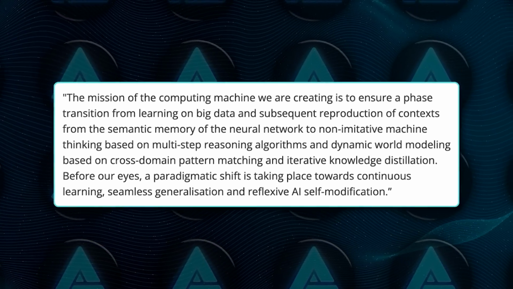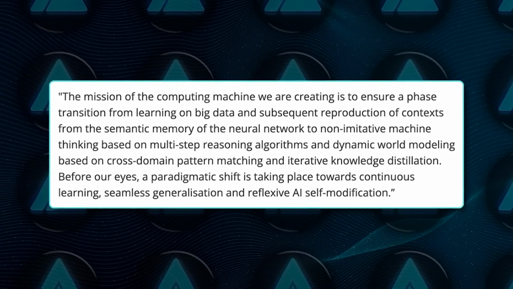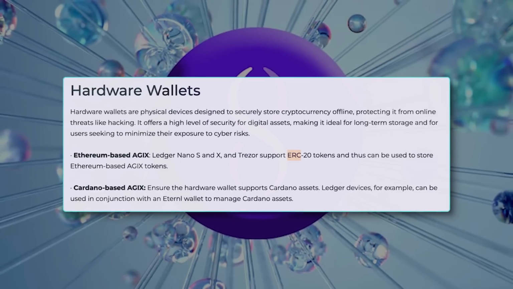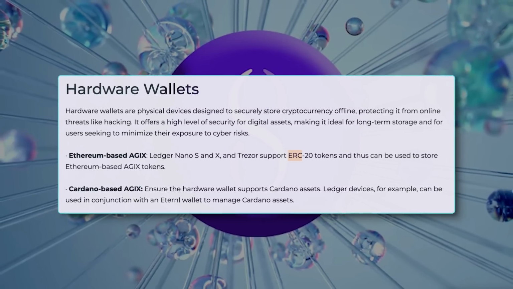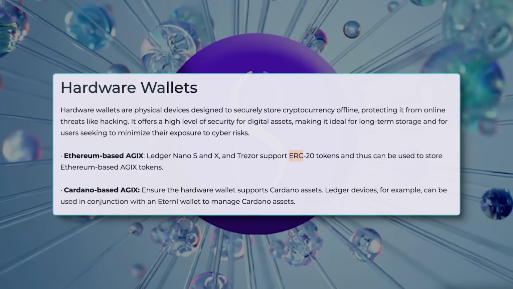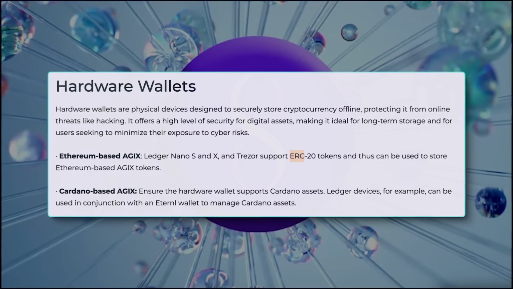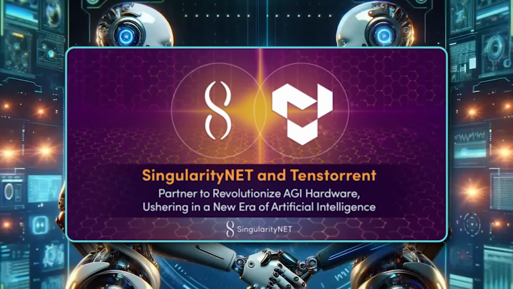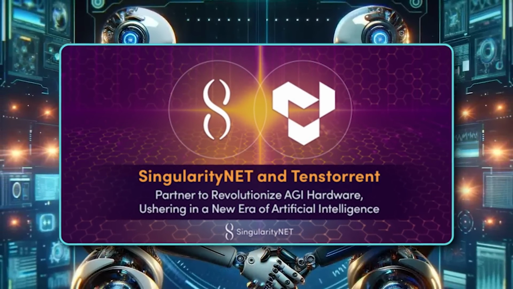SingularityNET even uses its AGIX token to allow people to contribute to and benefit from this network. Users can interact with the network on blockchains like Ethereum or Cardano, where they can purchase access and contribute data, which fuels AGI development. In this larger ecosystem, SingularityNET also collaborates with Tensorent, an AI computing company.